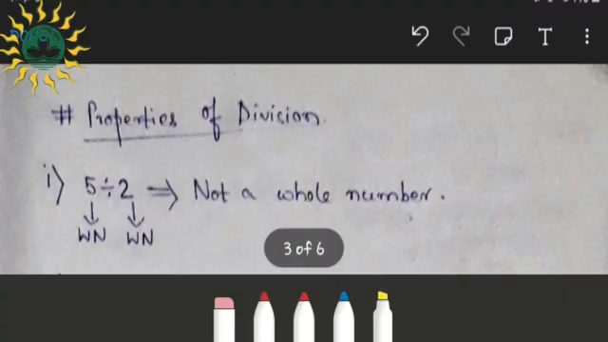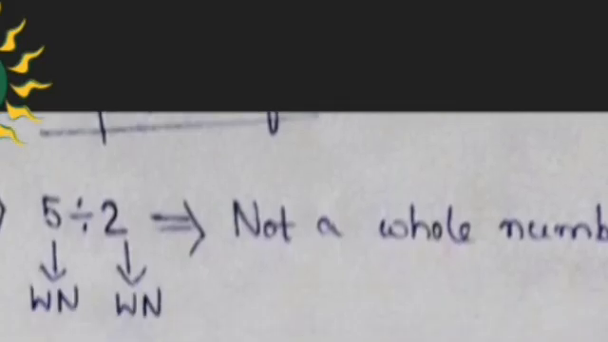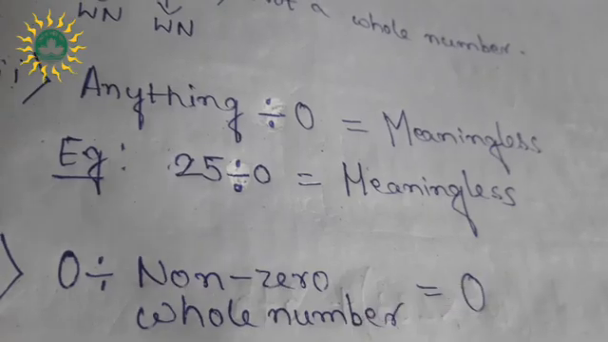Now properties of division. I have explained each property with an example. First is 5 divided by 2. Here 5 is a whole number, and 2 is also a whole number. But it is not necessary that whenever we divide two whole numbers, the result will be a whole number also. It may not be a whole number. So this is the first property.